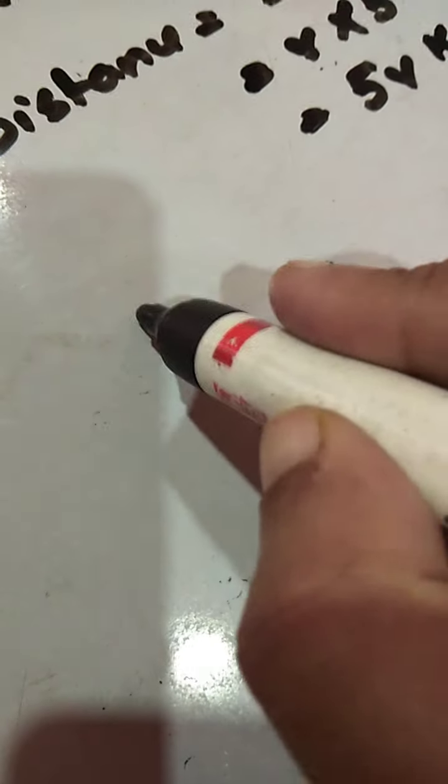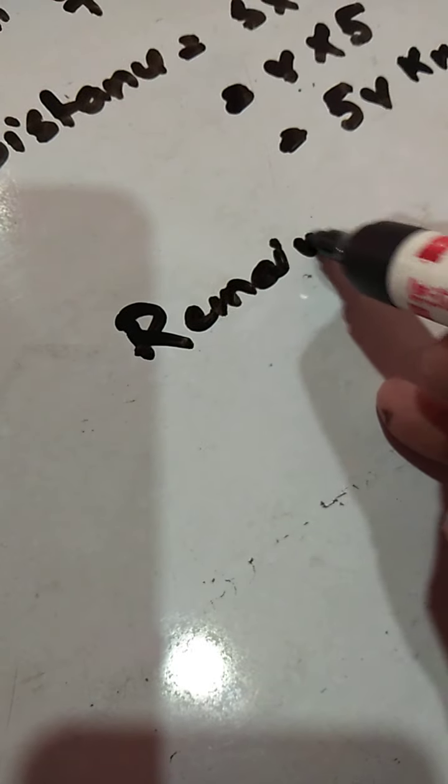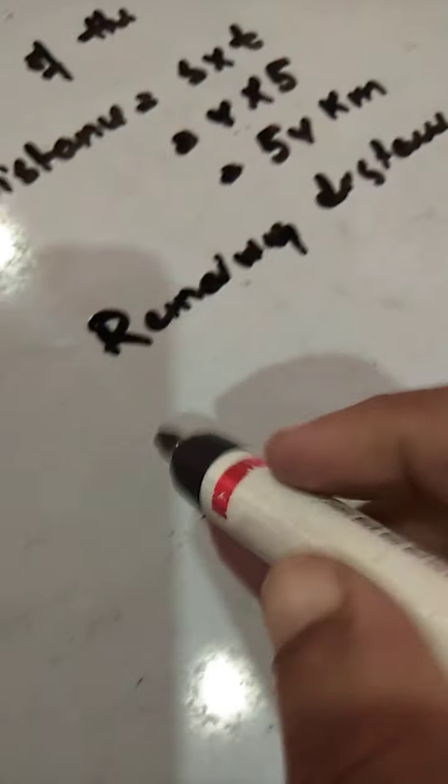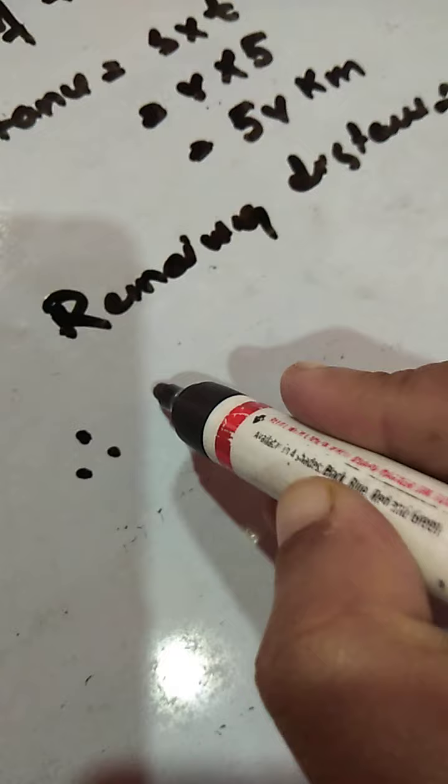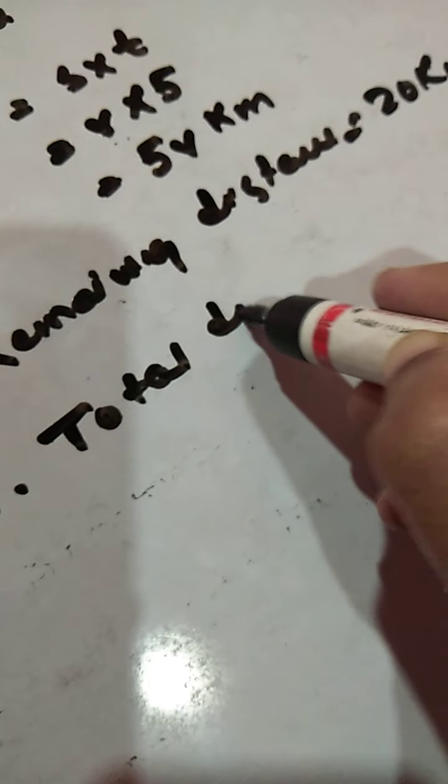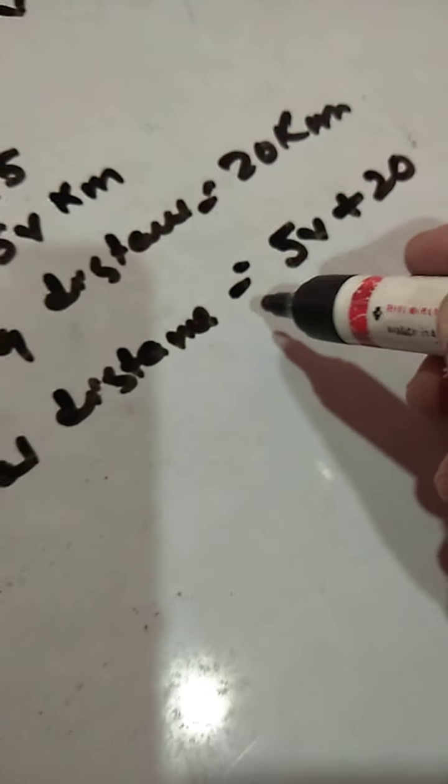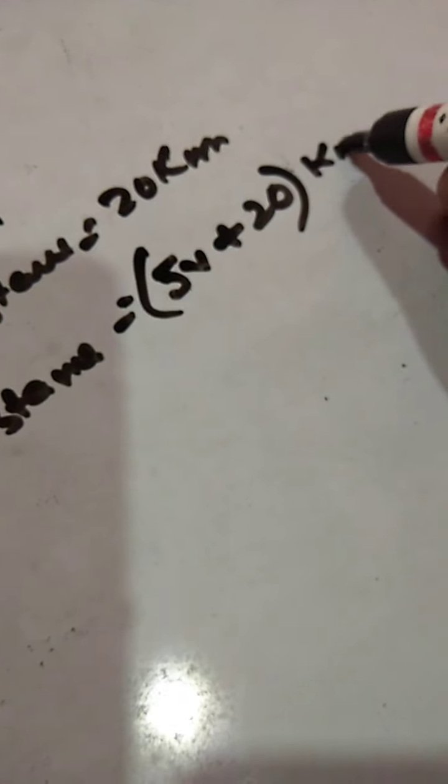Now the remaining distance is still 20 kilometer. The bus still has to go 20 kilometer. So we can easily get the total distance. The total distance is the distance it has traveled in 5 hours, plus 20 more kilometer it has to travel. So this is the total distance between Daspur and Bispur.